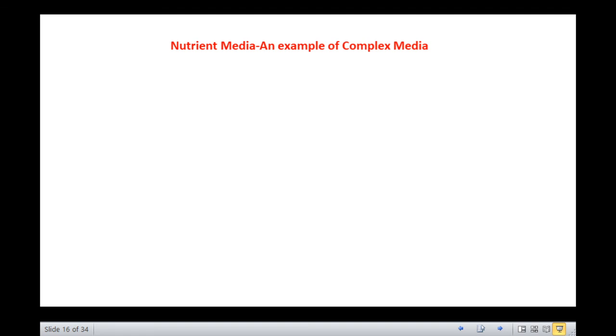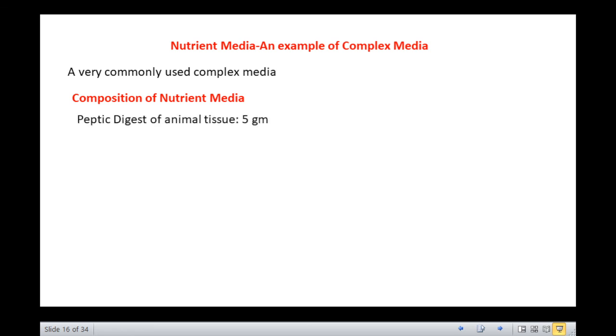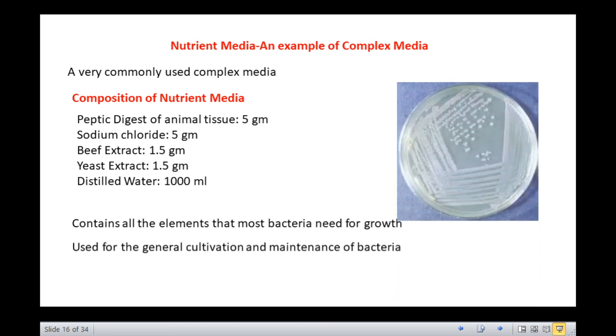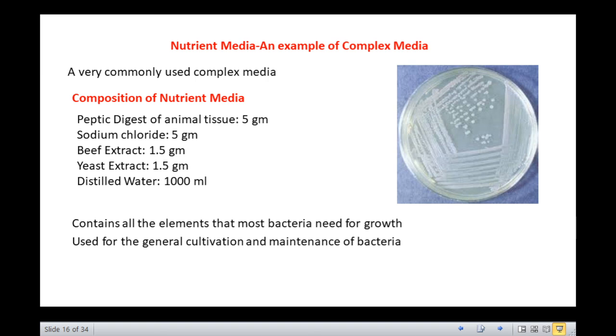Nutrient media is a very commonly used complex media. The composition is peptic digest of animal tissue 5 grams, sodium chloride 5 grams, beef extract 1.5 grams, yeast extract 1.5 grams and distilled water 1 liter or 1000 ml. Nutrient media contains all the elements that most bacteria need for growth and is used for the general cultivation and maintenance of bacteria in laboratory culture collections.